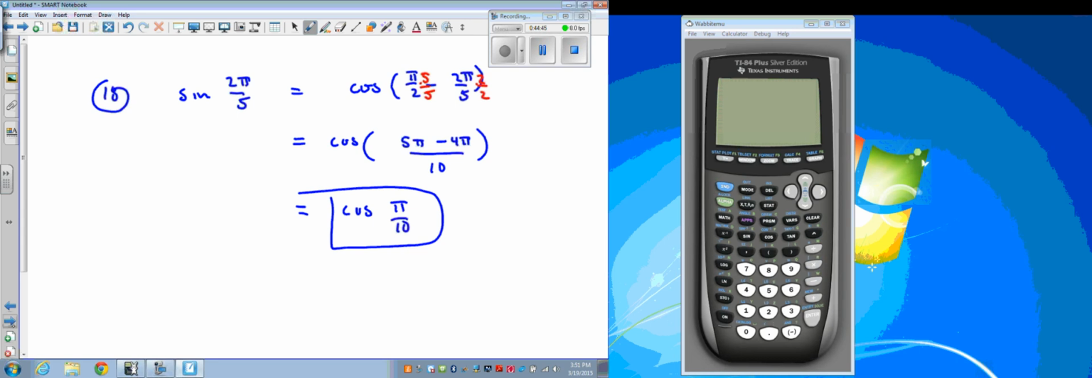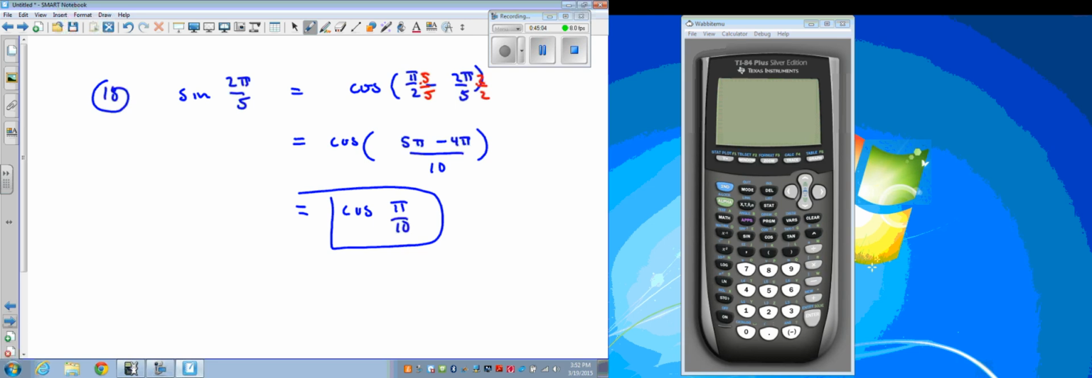Let's do another one. Which one do you want to do? See one that's like more than. 27. 27 is the next set of problems. Let's do another 25.